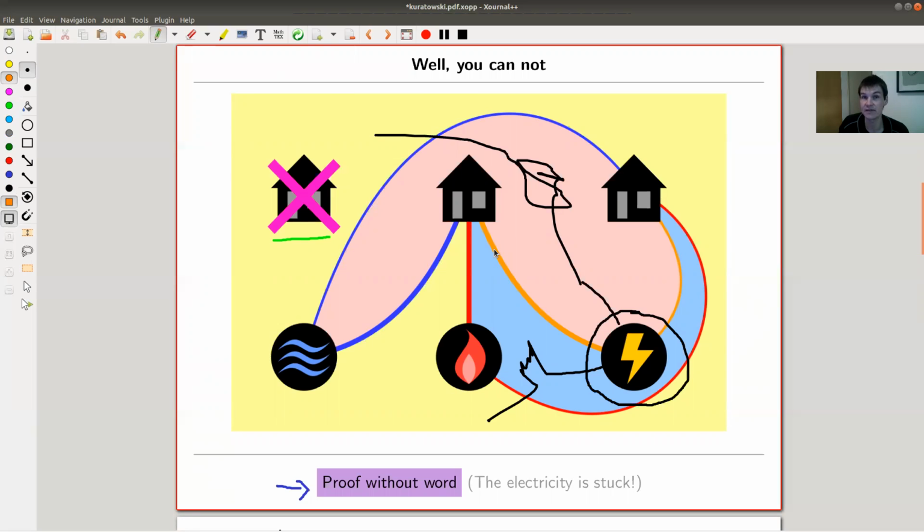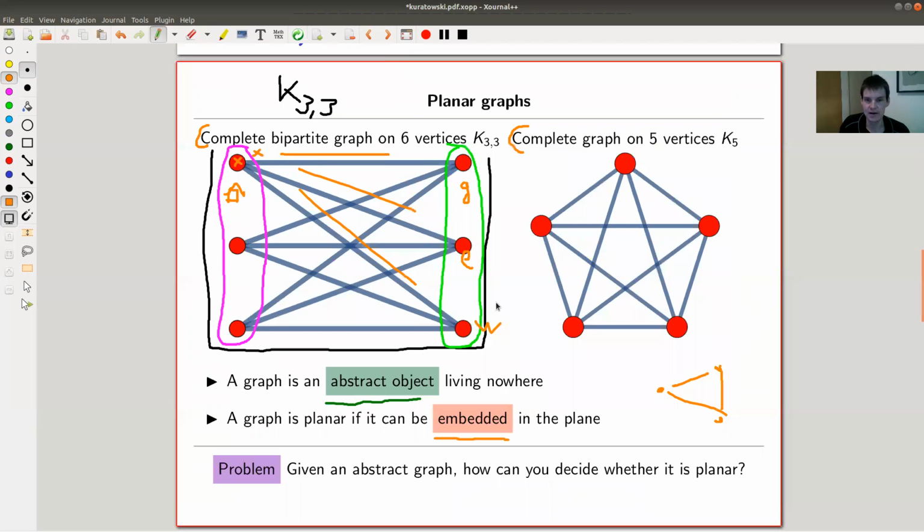In this case, the answer is no, and it wasn't quite obvious. Otherwise, this would be a very boring puzzle. Reformulated, it would be: this abstract graph K33, is it planar or not? The answer is no, it isn't.